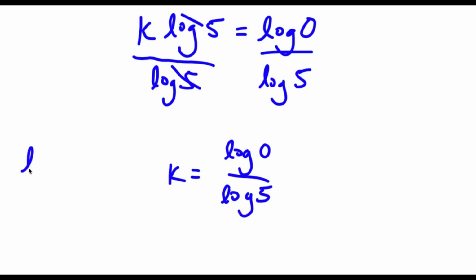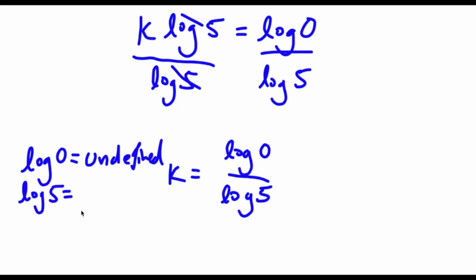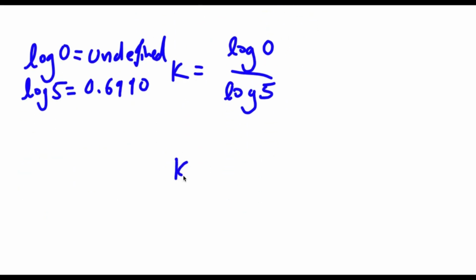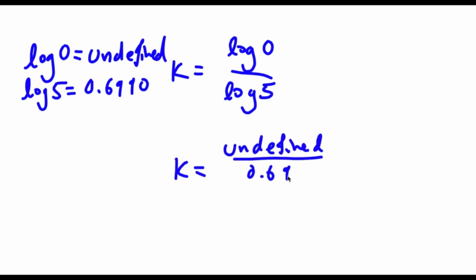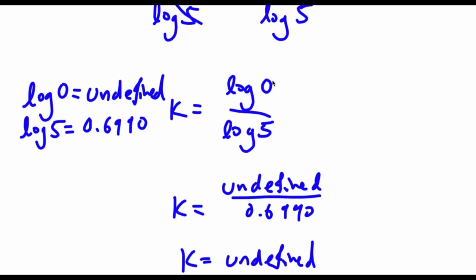Now, log 0 is actually undefined. And log 5 is equal to 0.6990. So k is equal to undefined over 0.6990. And you can't really divide undefined by anything because it's simply undefined. So this means that k is just undefined. It has no value. You can't take the log of 0.